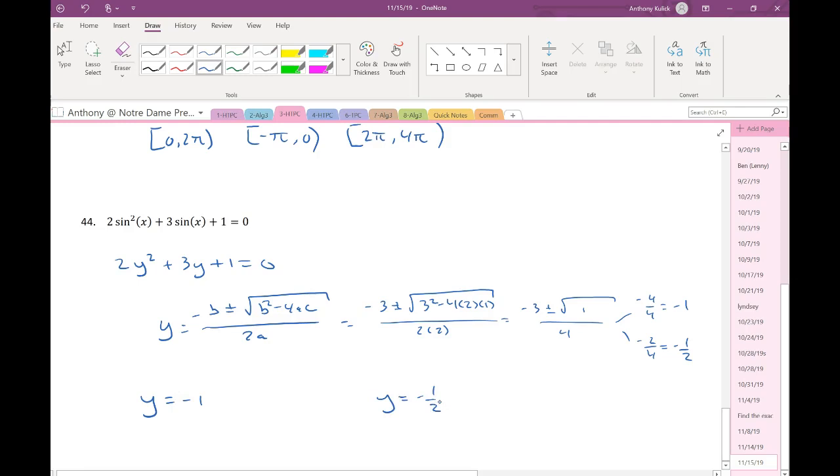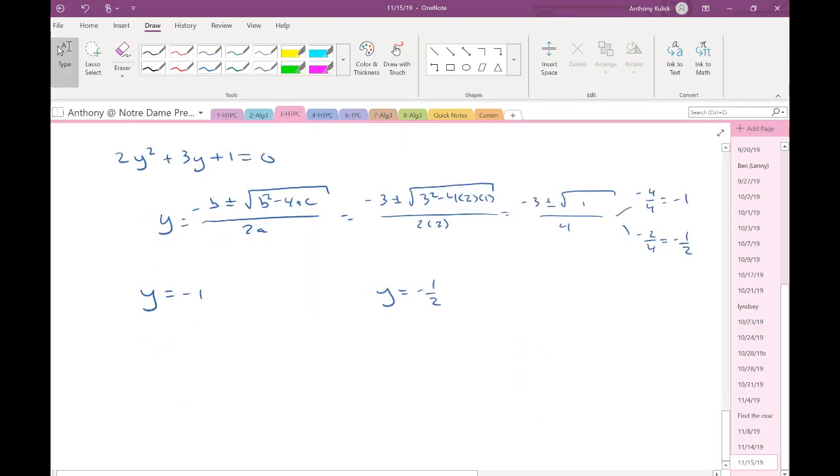Everybody okay there? I burnt through that quadratic formula, but you guys should be pretty good at doing that, right? You got a lot of practice last year. And then I'll substitute my variable back in for y. So I have x is equal to the sine inverse of negative 1, and x is equal to the sine inverse of negative 1/2.